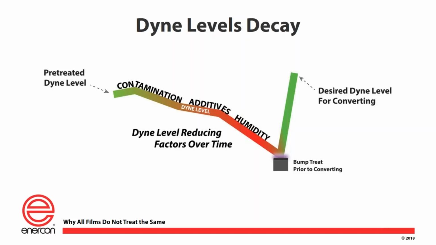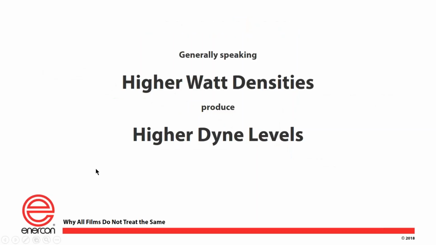One of which, and the common thing, of course, is just additive blooming. And that blooming additive will likely reduce the dyne level over time. So when that happens and you put that roll up on the printing press, for example, or on the laminator, that surface energy is not sufficient to convert. And that's where the corona treater comes in, such that we refresh that surface and bump treat it to the desired dyne level for the next converting process.